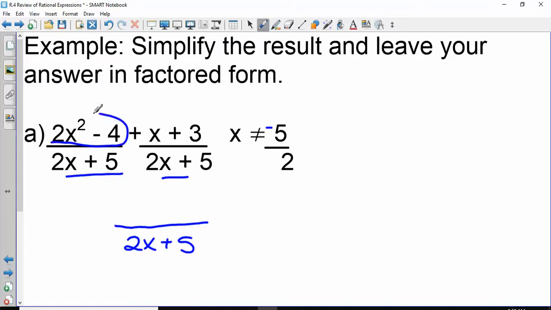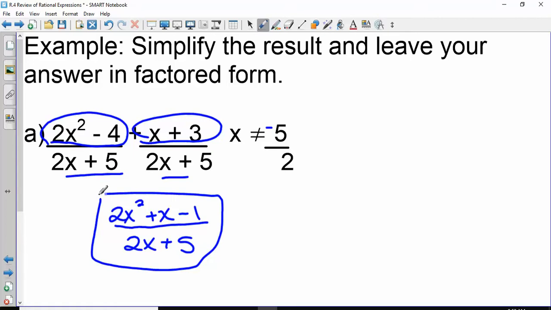So we are just adding these numerators together. Add our like terms. So we have a 2x squared plus an x. Negative 4 and positive 3 is negative 1. It doesn't matter what order you write those terms in. So if you had an x plus 2x squared or something, I don't care. You just have to have those terms.